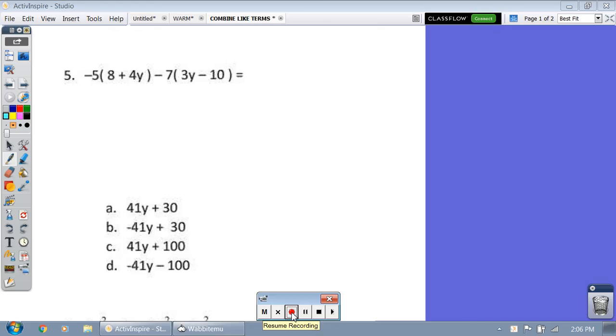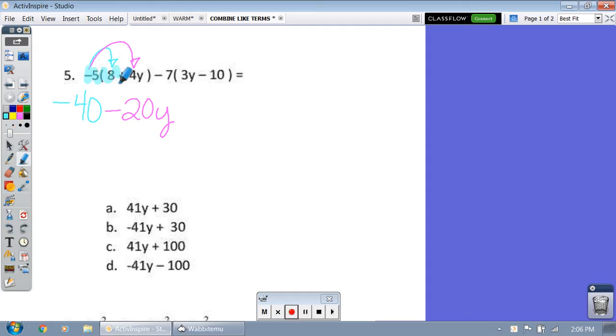Question 5, here we go. 2 distributions. Let's start with the one on the left. Negative 5 times 8 is negative 40. Let's do negative 5 times positive 4. That's going to give me negative 20, but we're talking about y's. So we'll highlight this guy out. We're done with this.